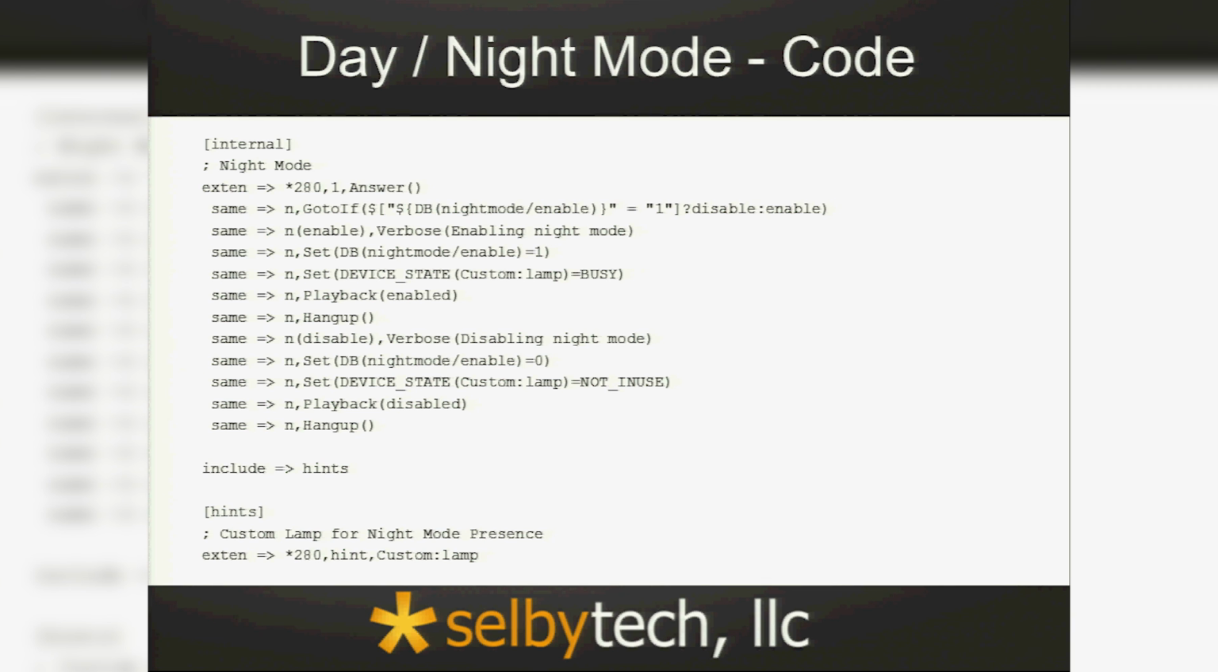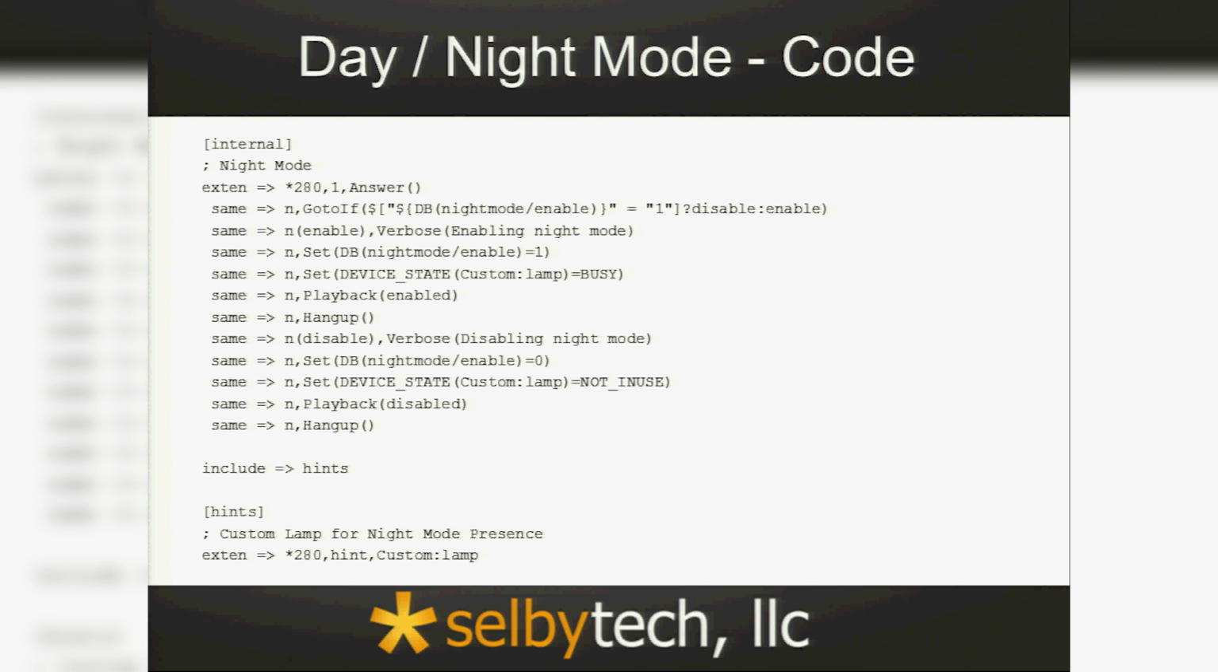This is what I do. I define a special extension that most people aren't going to just accidentally dial, right? So in this case, it's star 280. It relies on AstDB. You tell it whether or not it's enabled. You set the custom device state for the custom lamp to busy when you enable it. You play back just a brief message saying enabled. You can put whatever you want there, but it's great feedback so that when the person hits the button, they get a message saying, okay, it's enabled.